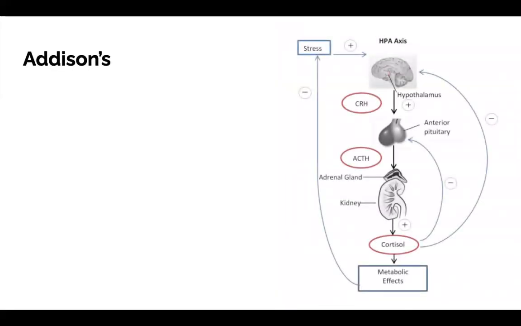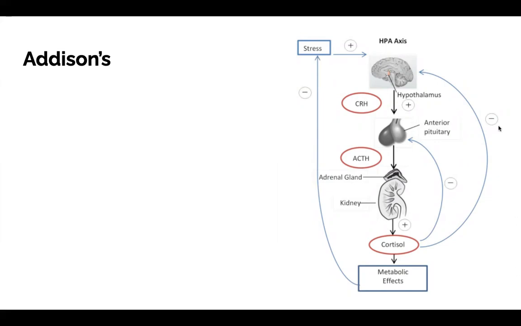Now let's talk about Addison's. Patients that have got low blood sugars might have an underlying diagnosis of Addison's, and it's important to check, for example, their sodium and their potassium levels, because they might present with a low sodium and high potassium. Addison's is all to do with the cortisol levels.